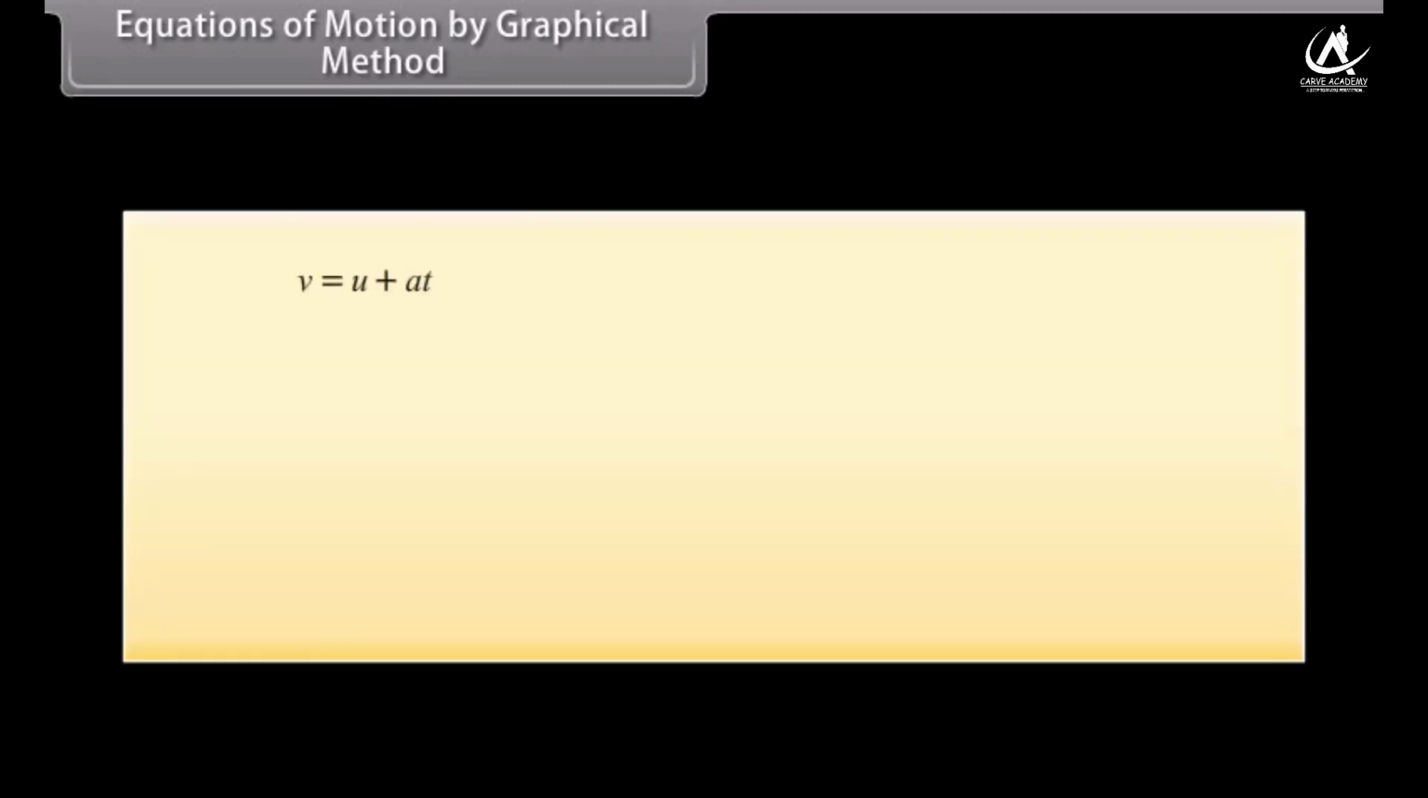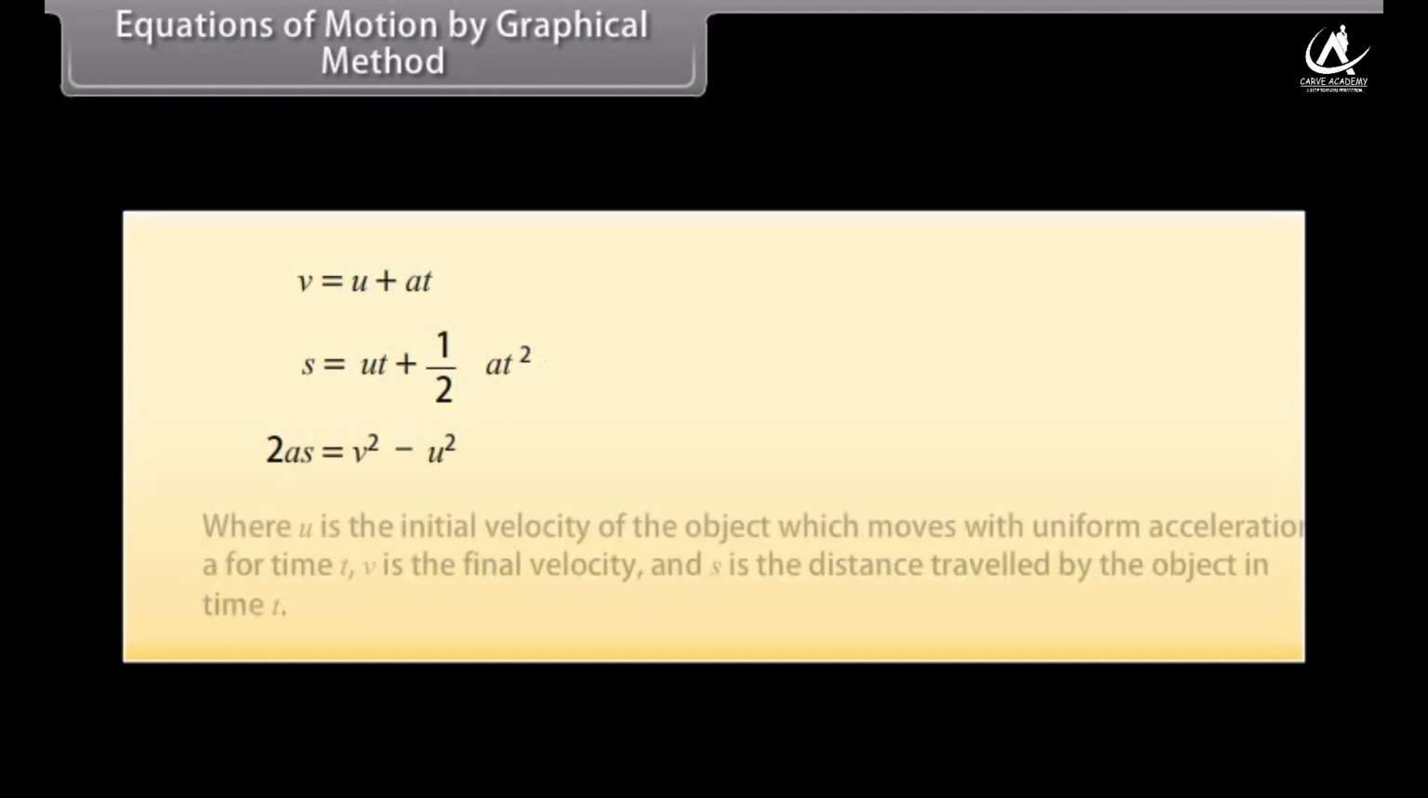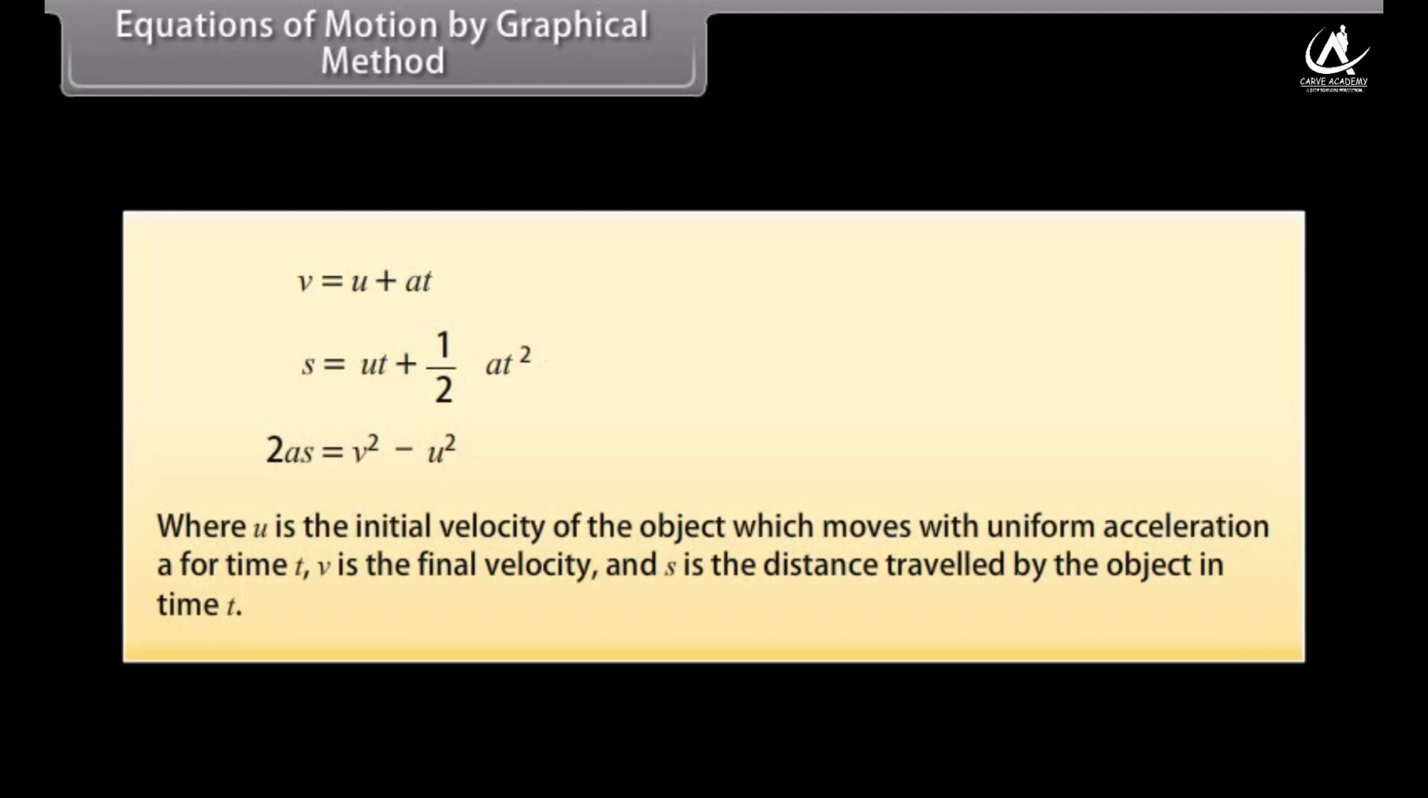Equations of motion by graphical method. The three equations of motion are: v is equal to u plus at, s is equal to ut plus 1 upon 2 at square, 2as is equal to v square minus u square, where u is the initial velocity of the object which moves with uniform acceleration a for time t, v is the final velocity, and s is the distance travelled by the object in time t.